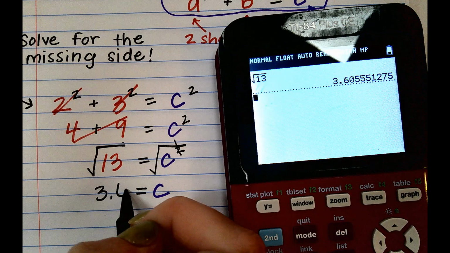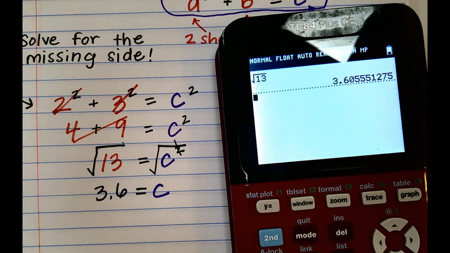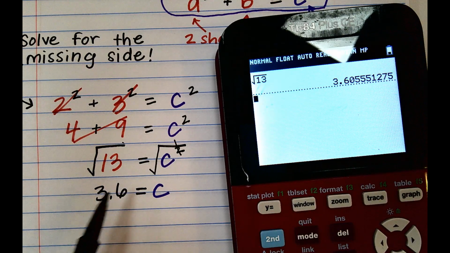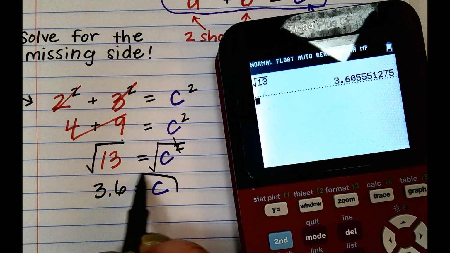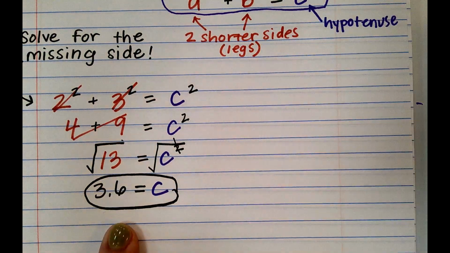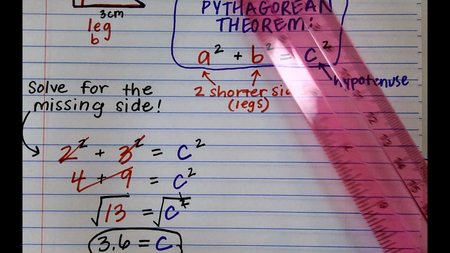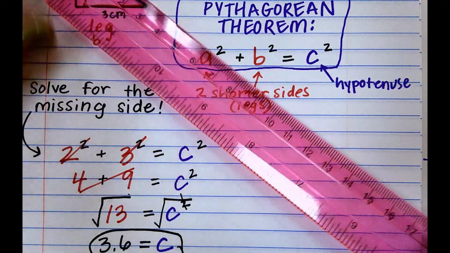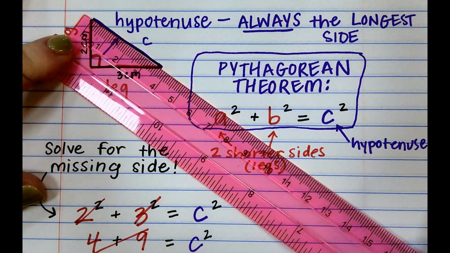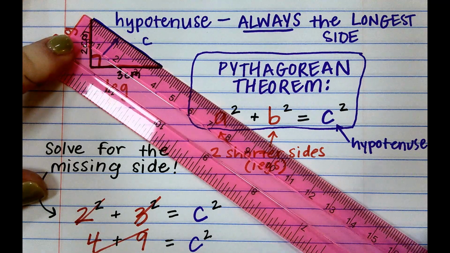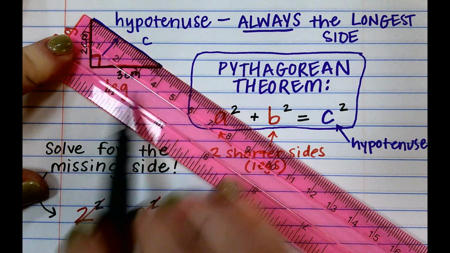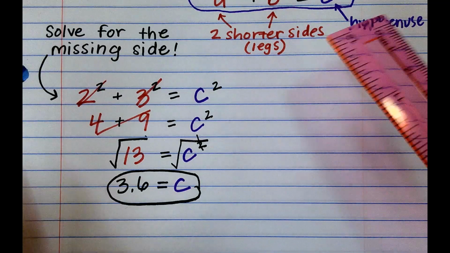So you basically got to square root both of them. Yes. That gets rid of our squared on the c, and it brings us our answer. And that would be it. And we know that that's right because, let's see, when I measured my side length, you can see it's just a little over 3.5 centimeters. It's about 3.6 right there. So it's correct.